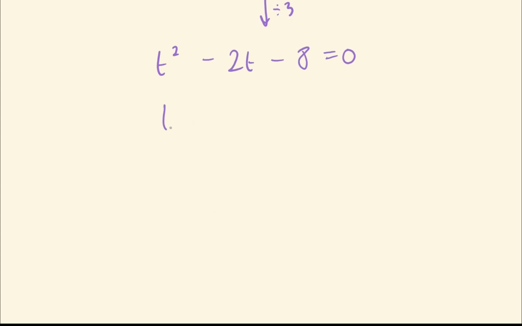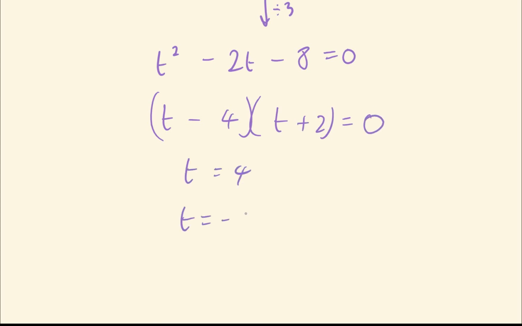And this we can solve by factorising. This is going to be (t minus 4)(t plus 2) equals 0. Again, you can also solve by completing the square or using the formula. So I have two solutions. I have t equals 4 and I have t equals minus 2.